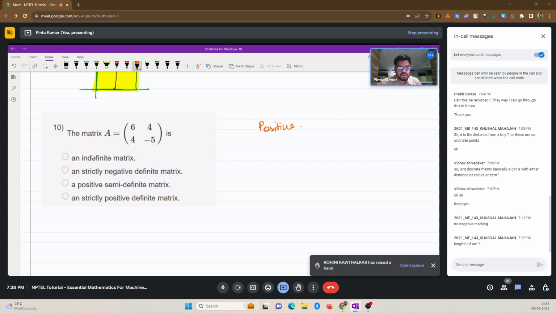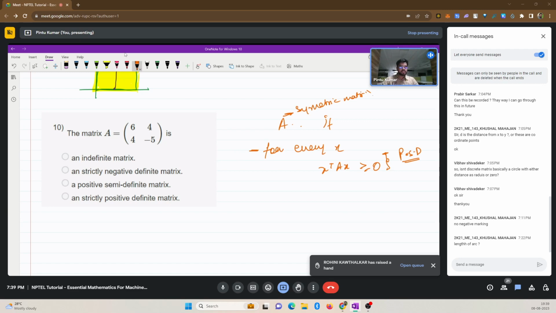Okay. So let's say I have a matrix A. The first point is: if for every x, x transpose A x is greater than or equal to 0, then this kind of matrix is called a positive semi-definite matrix. Okay. One thing is that I am assuming A to be a symmetric matrix.